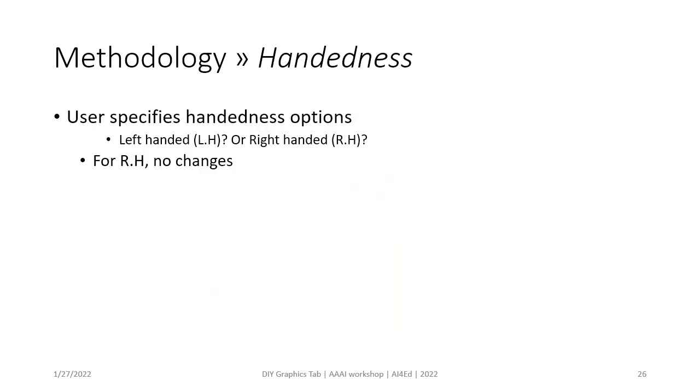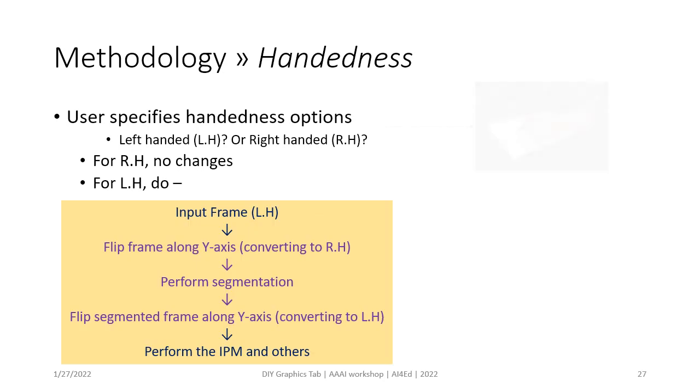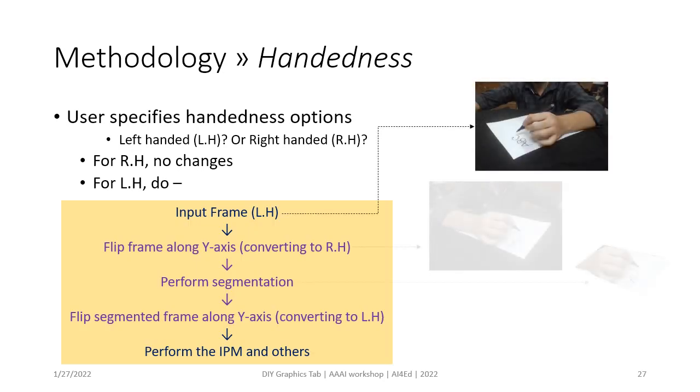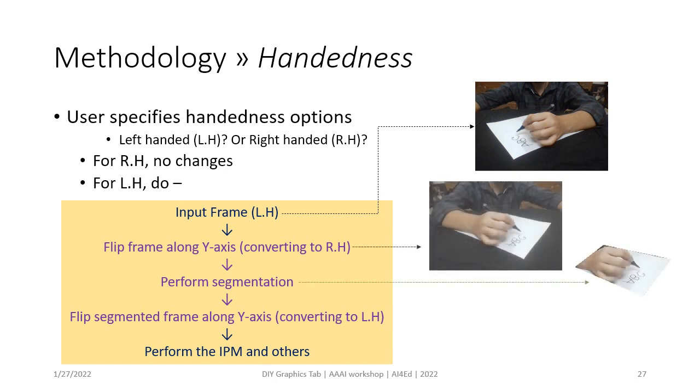Our system is also built to facilitate those who are left-handed. Initially, the user must specify if he or she is left or right-handed. For the right-handed people, the system doesn't require any change. But for the left-handed people, our system first flips the input frame along the y-axis and performs segmentation. After that, it is flipped again along the y-axis and then inverse perspective mapping and other processings are done.